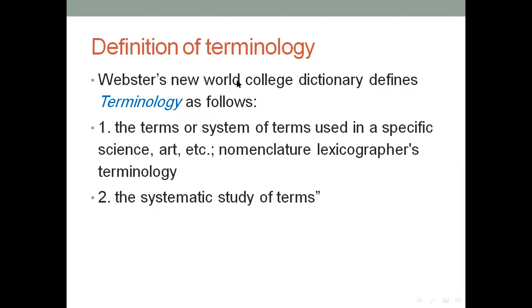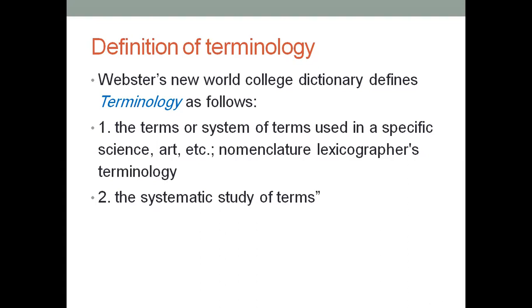Today we are going to talk about the definition of terminology. Actually, terminology has two different definitions. In this slide, the first definition is that it is terms or a system of terms used in a specific science. The second definition is the systematic study of terms. So from the definition, terminology means a systematic study of terms.